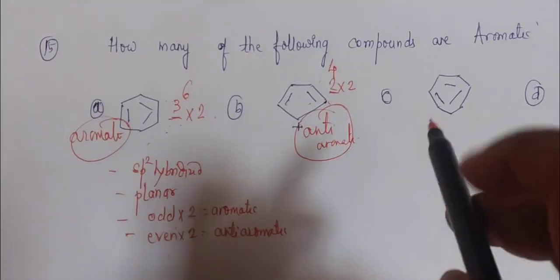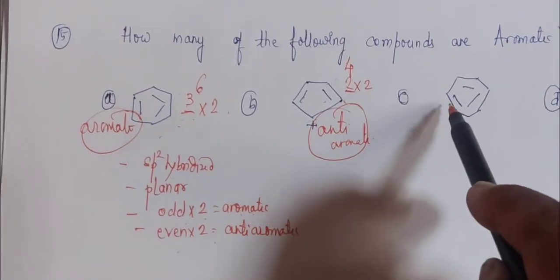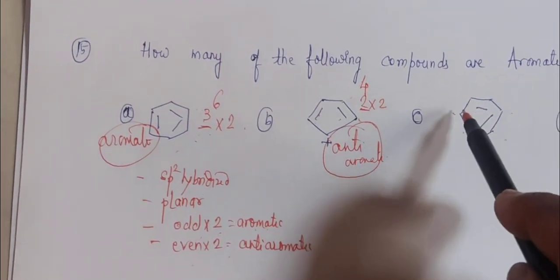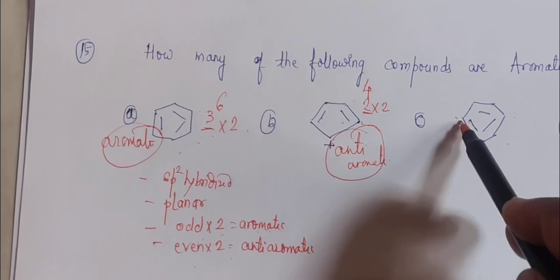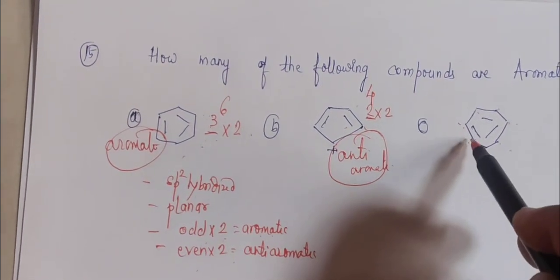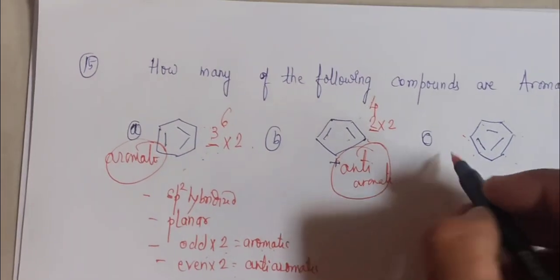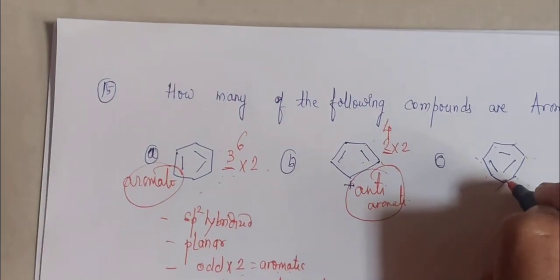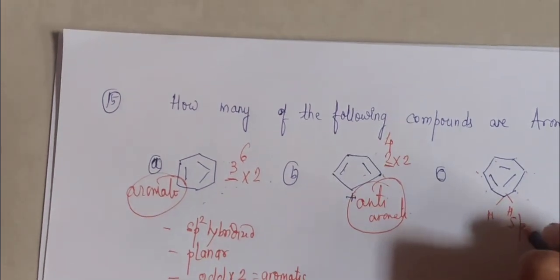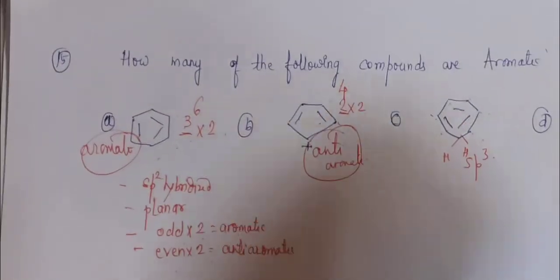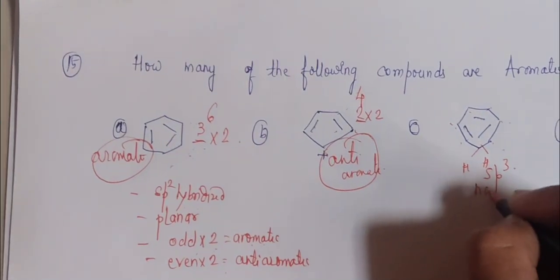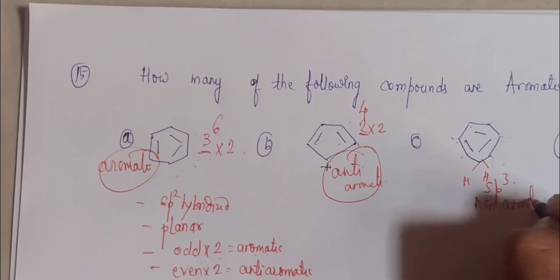Okay. The third case, look at the compound here. 1, 2, 3, 4, 5, 6, 7 carbons here. So this is sp2 carbon, sp2 carbon, sp2 carbon, sp2 carbon. This is also sp2 carbon, this is sp2 carbon. But here there are 2 hydrogens. Because of this, in this case, this is an sp3 hybridized carbon. So it is non-planar, sp3. So this is non-aromatic. So this compound is a non-aromatic compound.